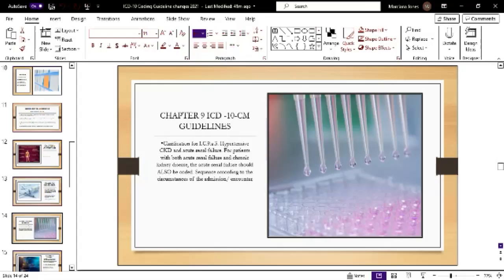And I'll read it again. Hypertension, CKD, and acute renal failure. For patients with both acute renal failure and CKD, the acute renal failure should also, that means code them together, also be coded. And you're going to code first according to the circumstance of the admission or the encounter.